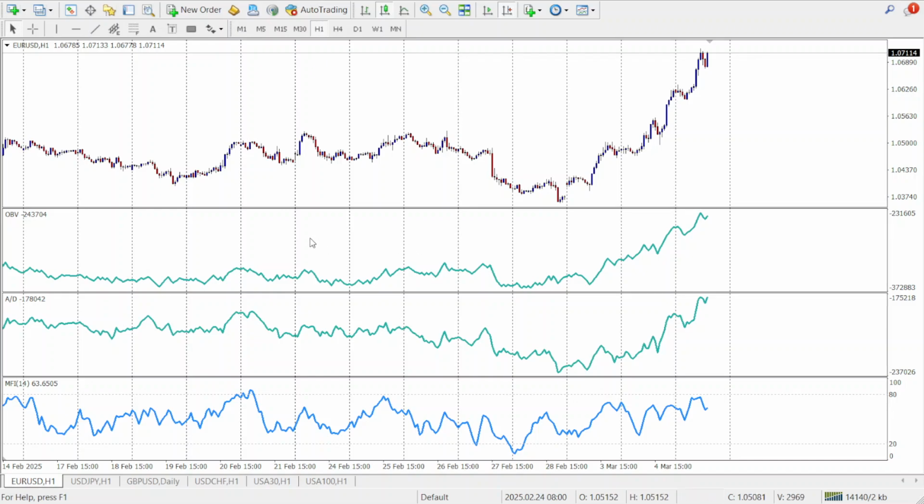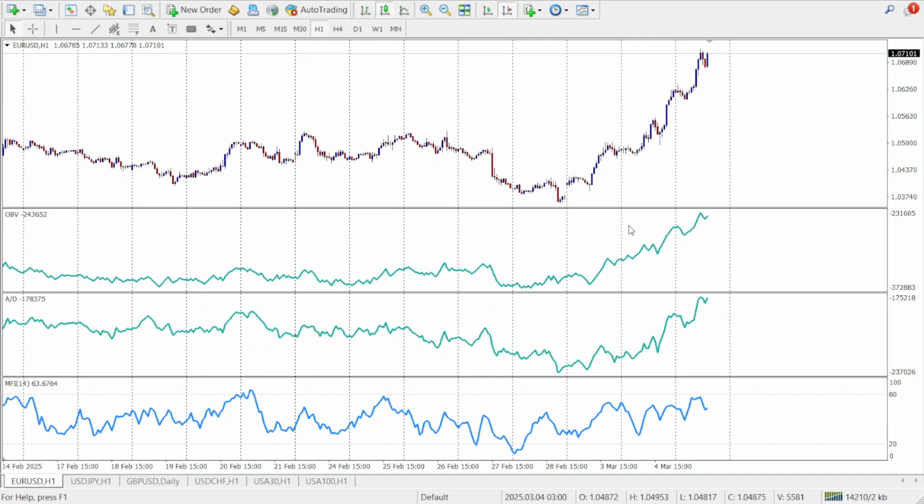The idea is that volume precedes price. In other words, volume typically leads price movements. The rising OBV suggests that buying volume is increasing, supporting an uptrend. A falling OBV suggests that selling volume is increasing, signaling a potential downtrend.